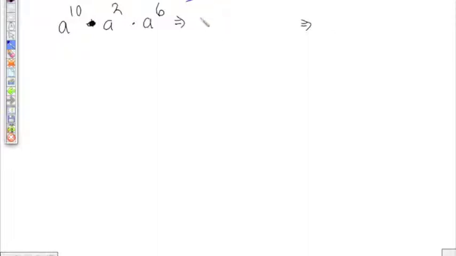Using the product of powers, what do we have here, guys? A to the 10 plus 2 plus 6 power. Good. And then our resulting answer was what, Sarah? A to the 18th. And that's going to be your answer for number 15. That's the hardest one where it's only a product of power taking place. Okay?